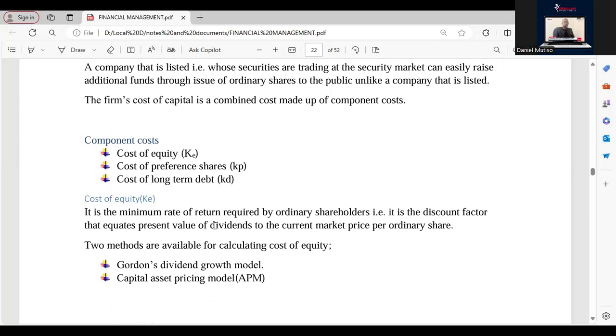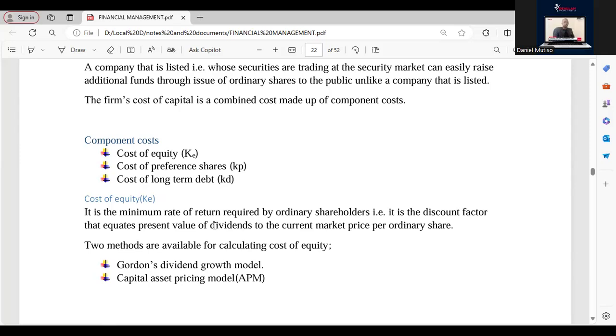Now, let us talk about the cost of equity. It is the minimum required rate of return by the providers, the ordinary shareholders. In this case, we are saying it is the discount factor that equates the present value of the dividends to the current market price per share.